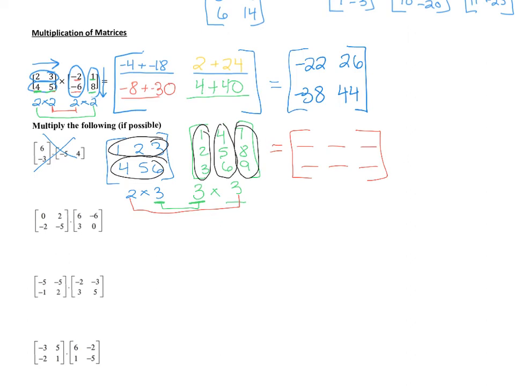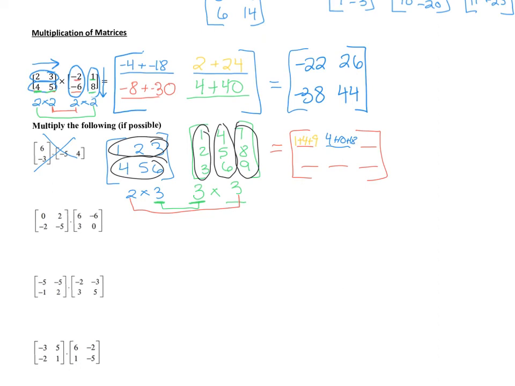So I'm going to start off by doing 1 times 1, so that would give me 1, plus 2 times 2, which would give me 4, plus 3 times 3, which would give me 9. So that would be my first spot. Now, to get the second spot right here, I would need to multiply again the first row, but by the second column. So first row, so 1 times 4 would give me 4, plus 2 times 5 would give me 10, plus 3 times 6 would give me 18.